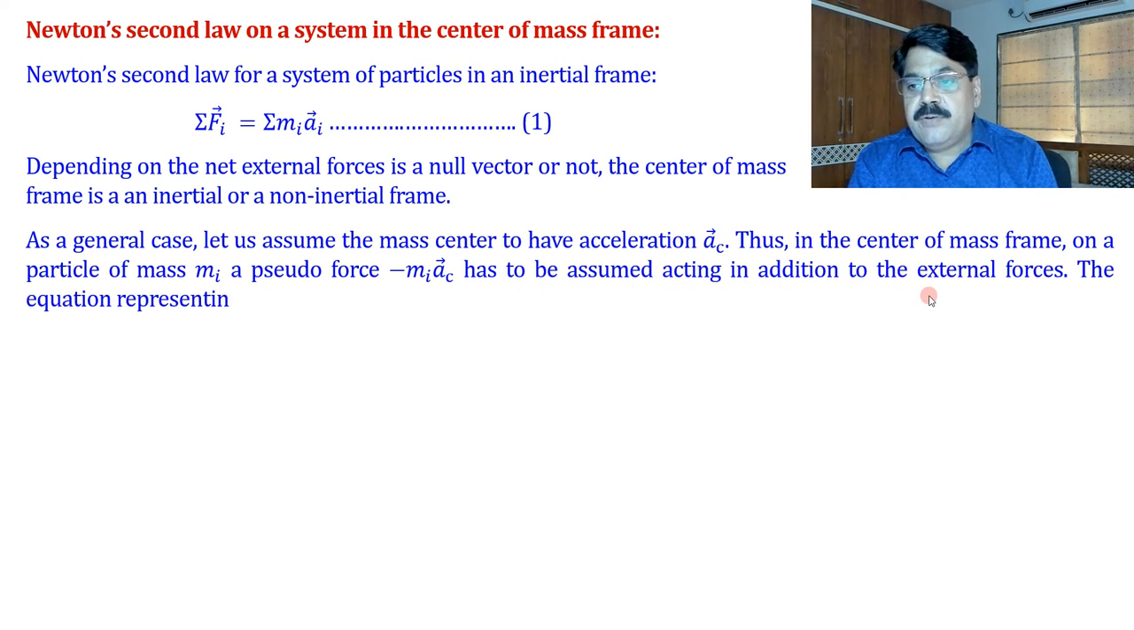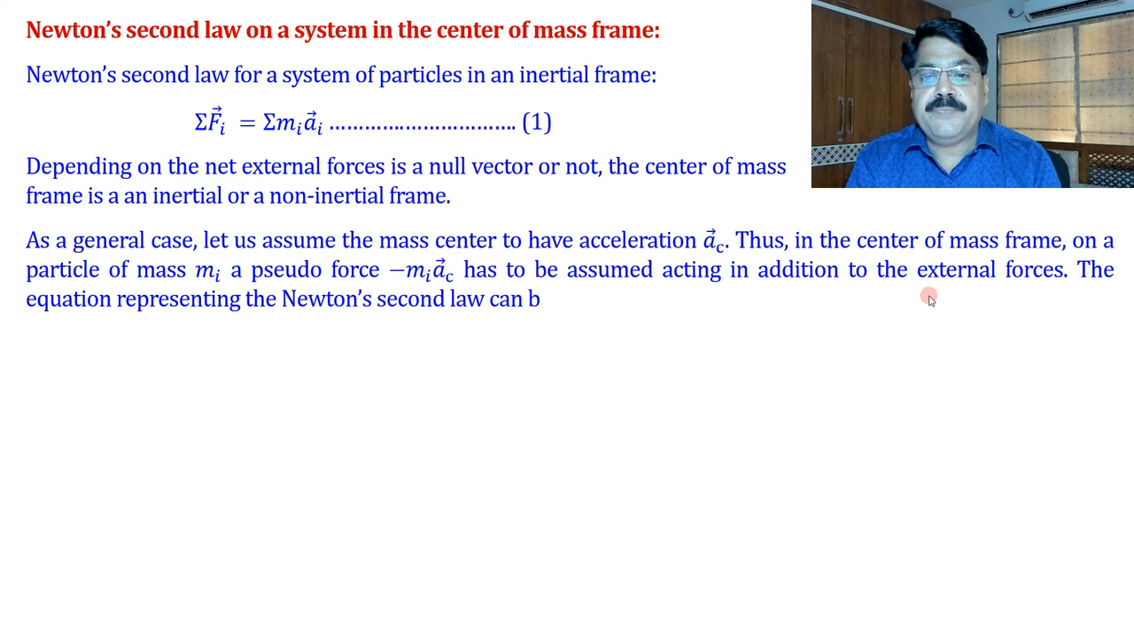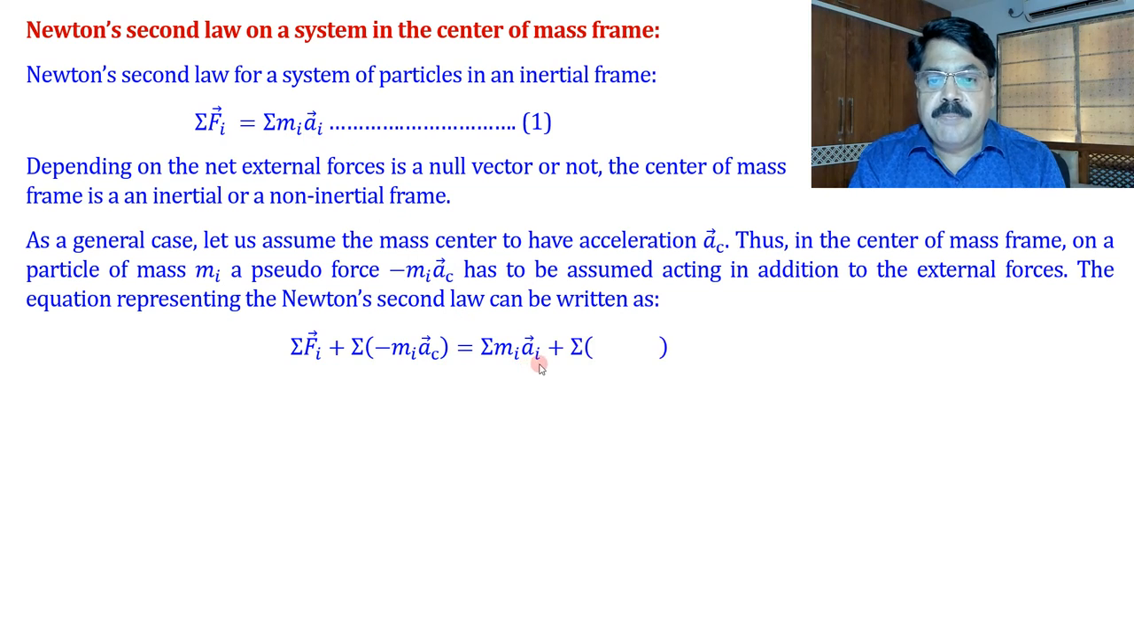The equation representing Newton's second law can be written as, now I am not writing the equation in the center of mass frame. What we are doing is, we add the summation of this kind of term for the entire system on this side and on that side also. So the equation will remain balanced. So summation Fi vector plus summation minus mi AC vector is equal to summation mi ai vector plus summation minus mi AC vector. Now what is that? This is the total external force on the system, that is, the net pseudo force on the system in the center of mass frame.